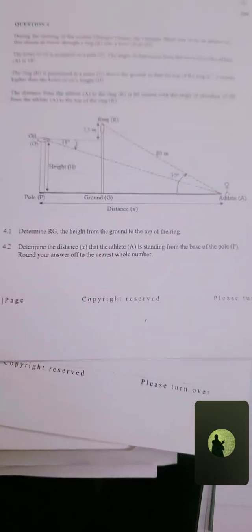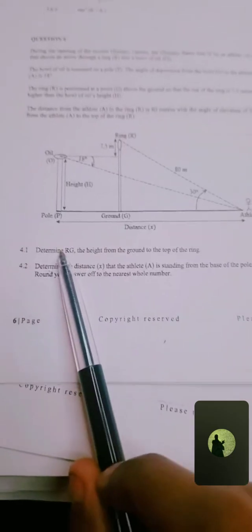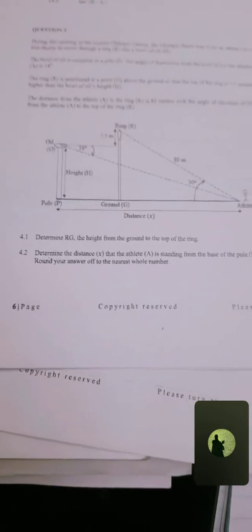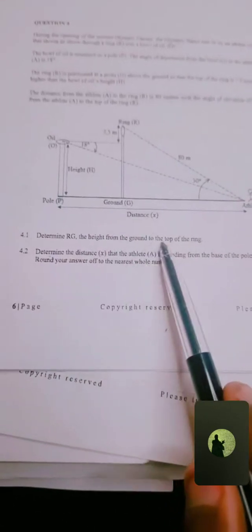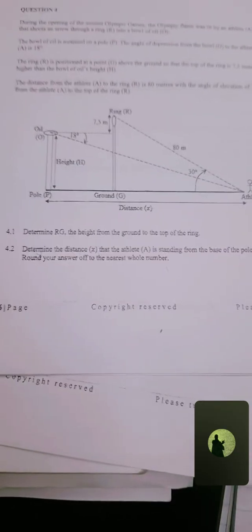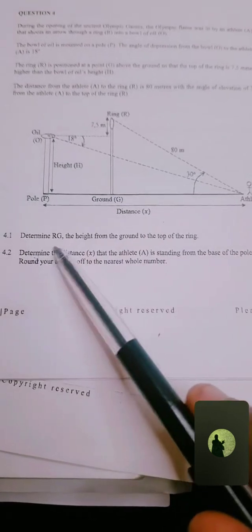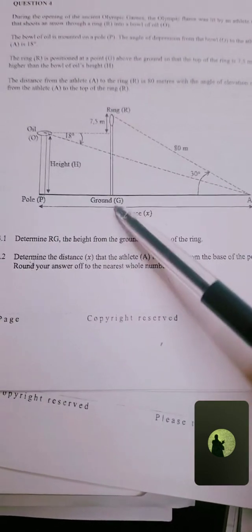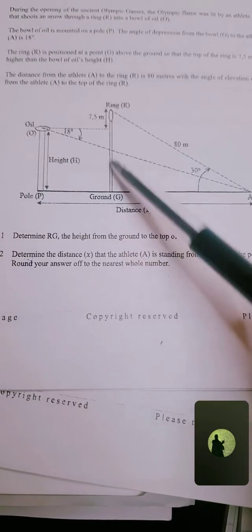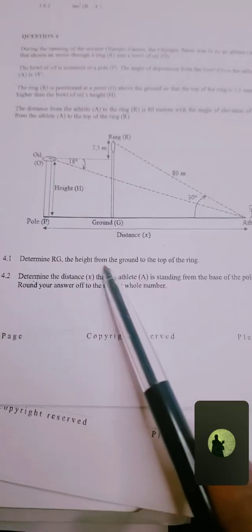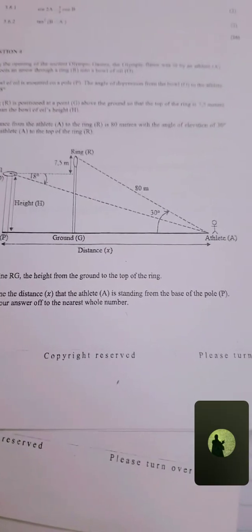All right, so that's fine. So let's look at the question now. Determine RG, the height from the ground to the top of the ring. So we see where the ground is. And we can see what they are talking about, the RG that they want. Are we both referring to this place here? Okay. So how are we going to determine the height from the ground to the top of the ring for RG? What are your thoughts?